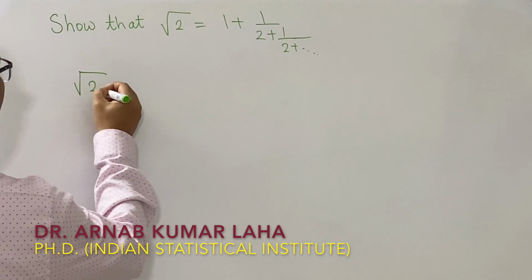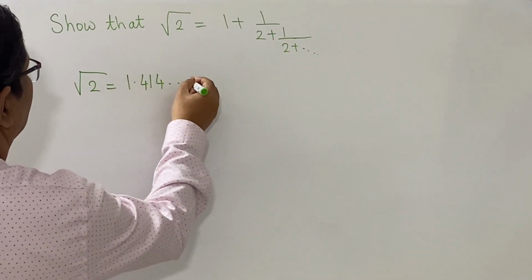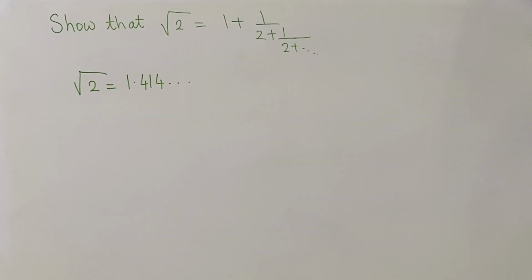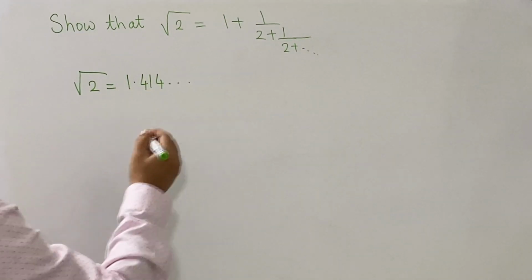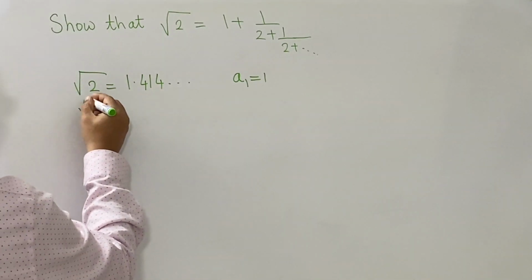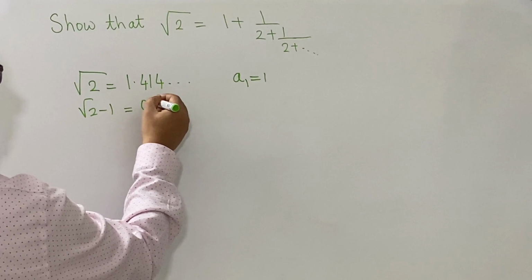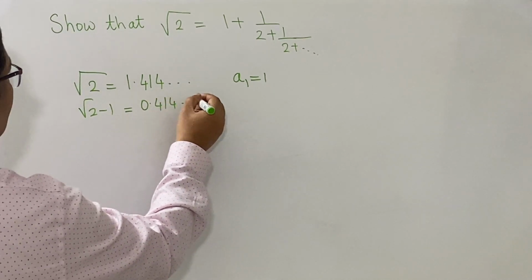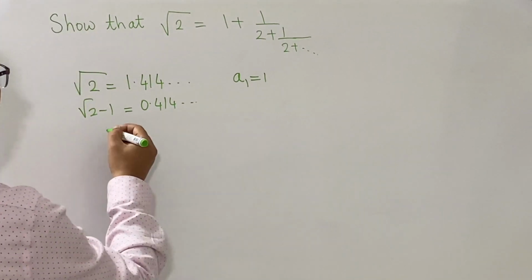We know that root 2 is 1.414, etc. So, this is a number which is larger than 1 but less than 2. So, we take out this 1. We look at a1 to be equal to 1 and consider root 2 minus 1, which is 0.414. So, this is a number between 0 and 1. Now, we take the reciprocal of this.